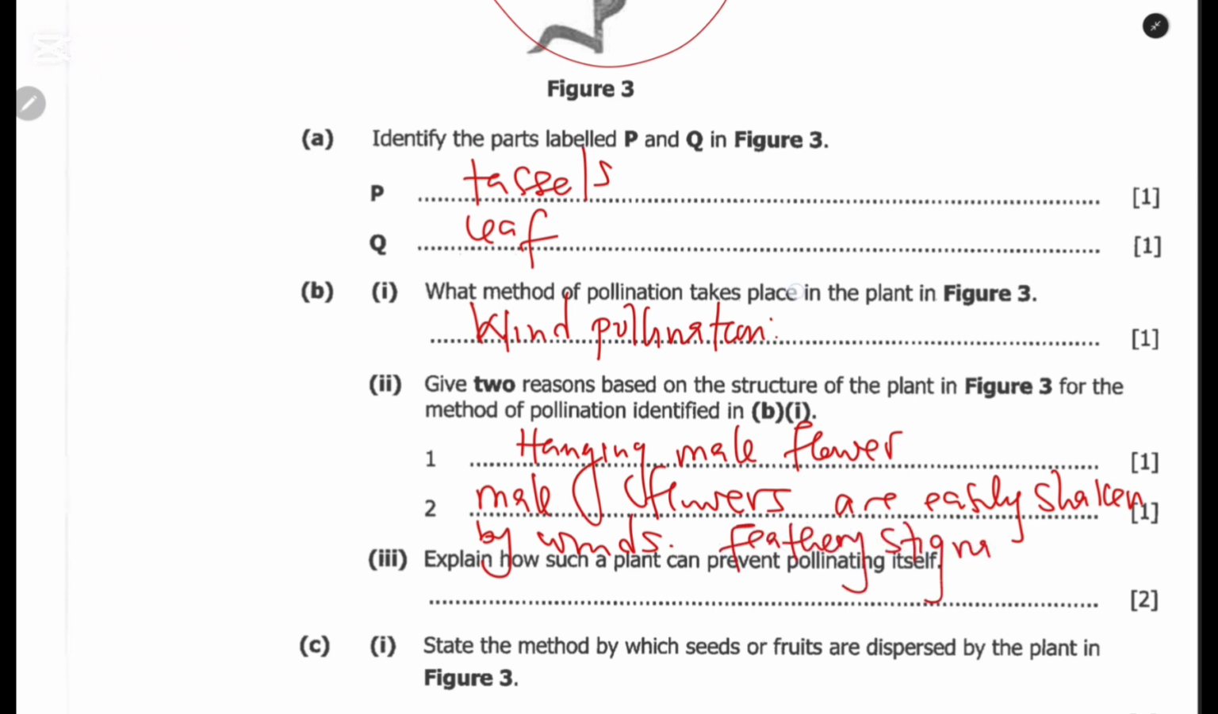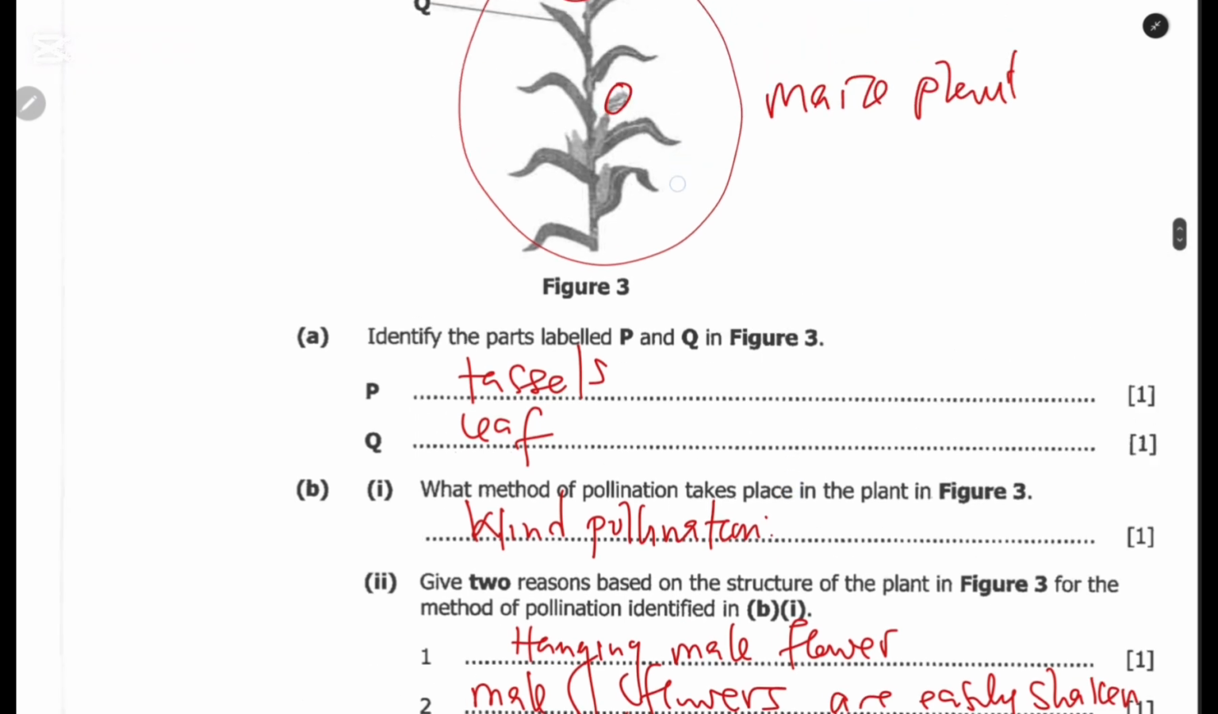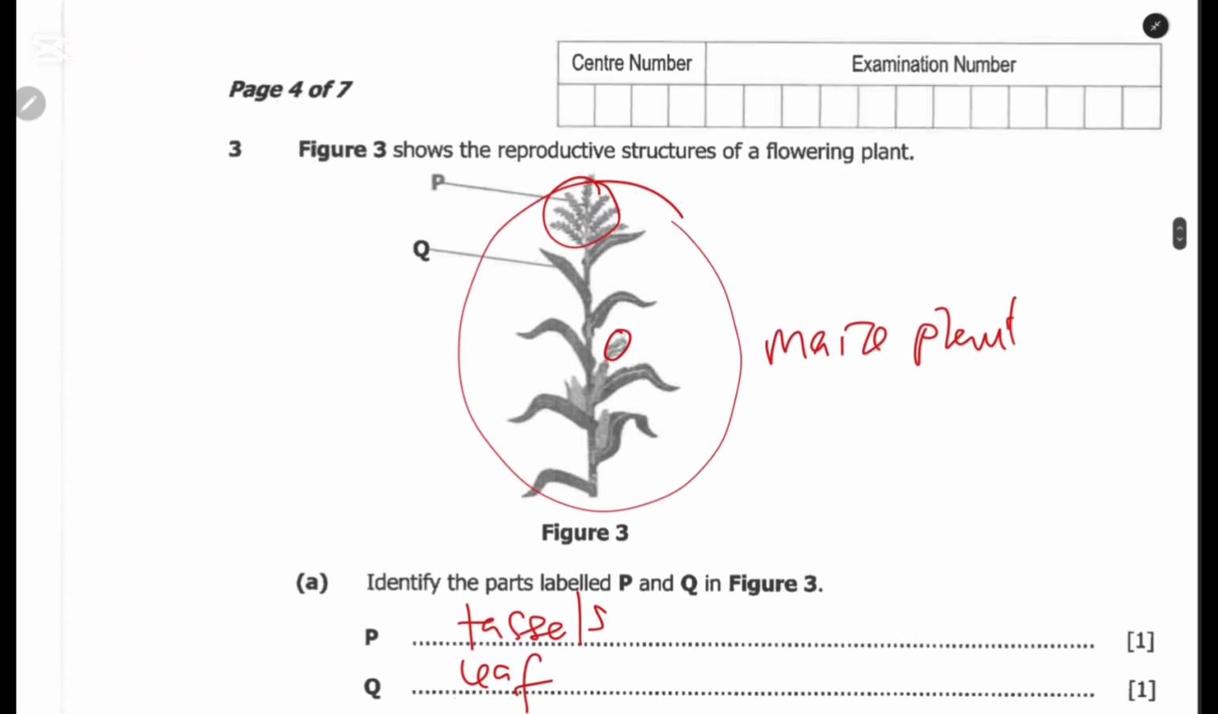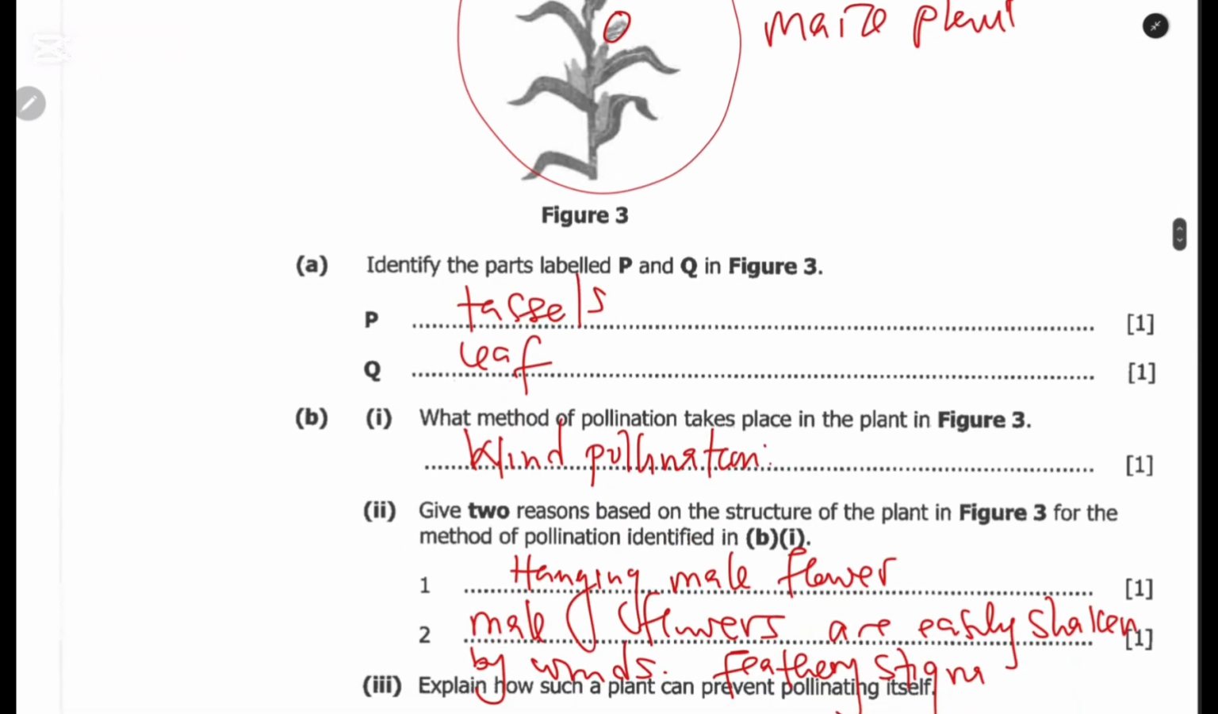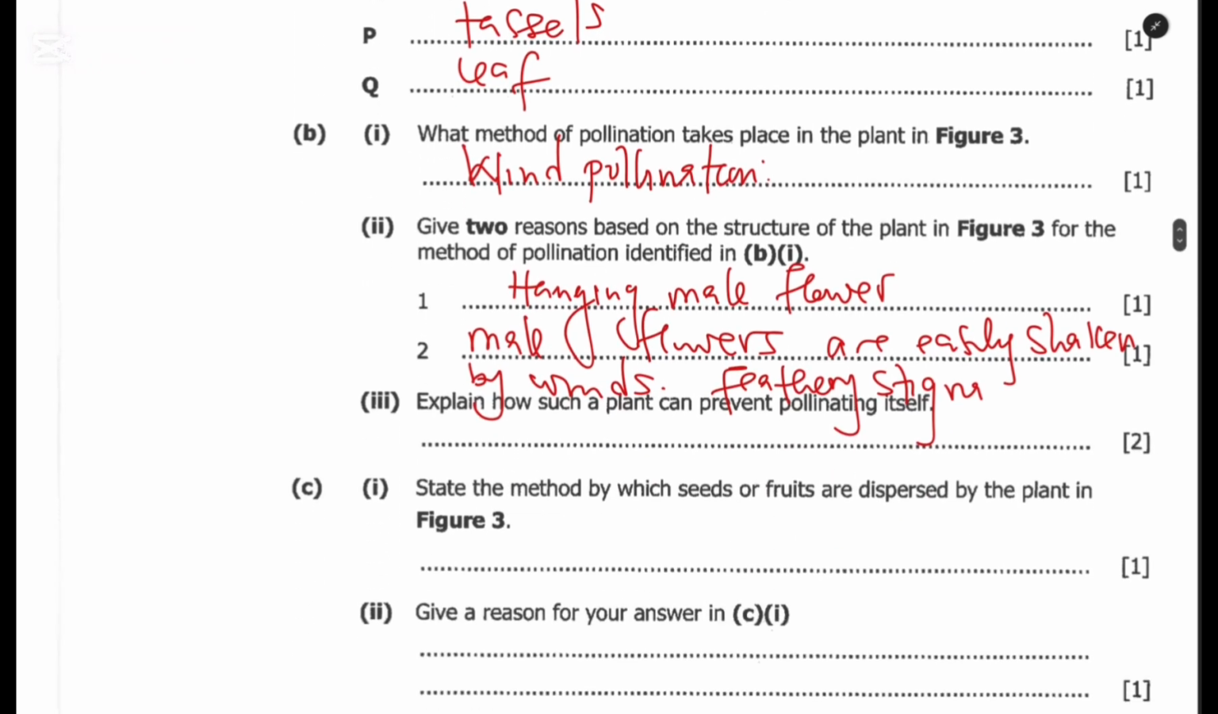So where you find the stigma is right here. When the pollen here drops, it might fall on the stigma. Okay, the stigma, that is the female part. The other one, you can talk of the presence of small hairs or trichomes to trap pollen. So all those are the reasons why the plant in figure 2 can be pollinated by wind.